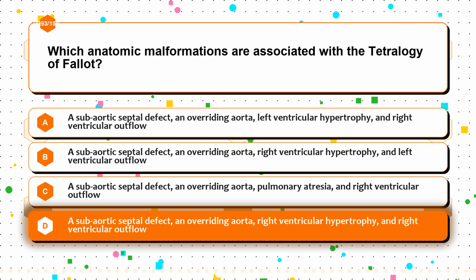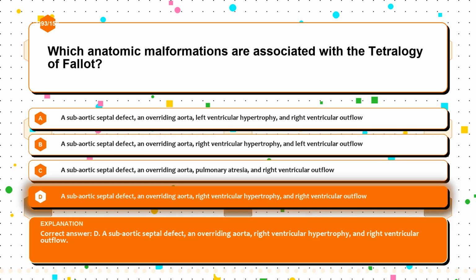The correct answer is option D, a subaortic septal defect, an overriding aorta, right ventricular hypertrophy, and right ventricular outflow.